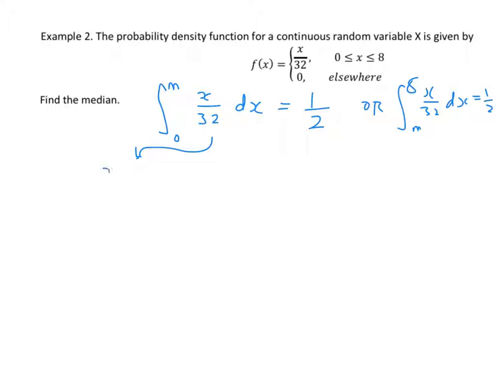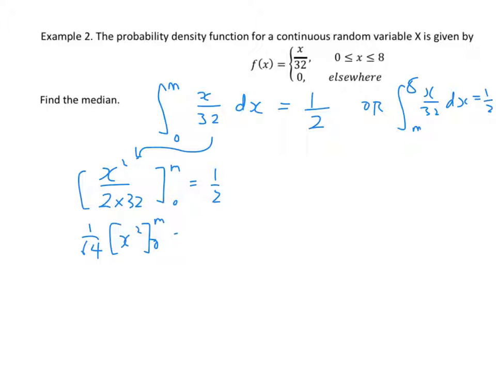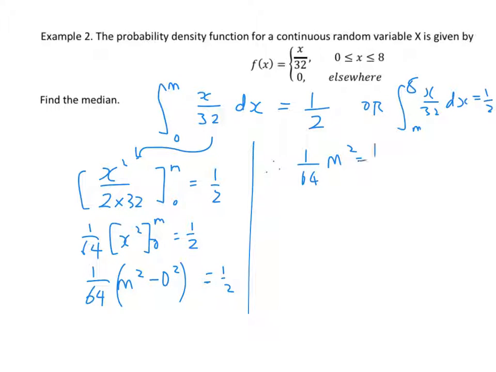So if you integrate x on 32, you get x squared on 2 times 32 from m to 0 equaling half. Then I can take this out as a common factor, 1 on 64 of x squared from m to 0 equals a half. Then I have 1 on 64 times m squared minus 0 squared equals half. Therefore, 1 on 64 m squared is half. Therefore, m squared is 64 on 2, where it equals 32.